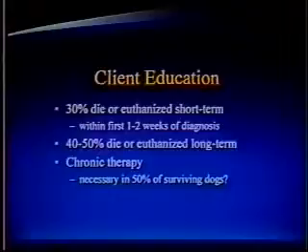Educating your clients: 30% of these animals die or are euthanized within the first 1 to 2 weeks. So no matter how good you are as a veterinarian, roughly 30% of these animals will die despite your best efforts. Another 40 to 50% will end up dying or being euthanized in the long term over the next year. The rest of the animals end up going into remission and surviving.